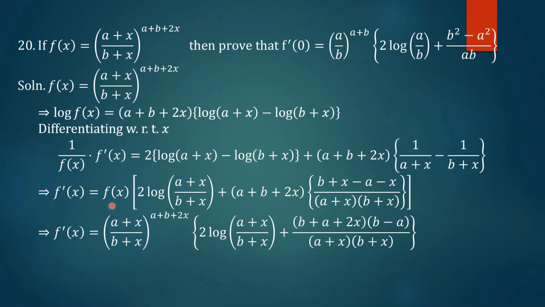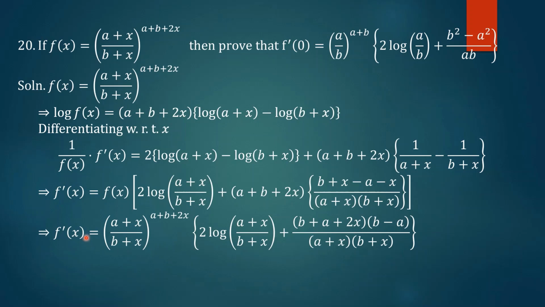We are putting here the value of f(x). The value of f(x) is this, a plus x by b plus x whole to the power a plus b plus twice x. So we give here, okay, 2 log of a plus x by b plus x remaining same. Then this plus is here. So a plus b plus twice x can be written as b plus a plus twice x, and into this positive negative x is cancelled. b minus a is there.